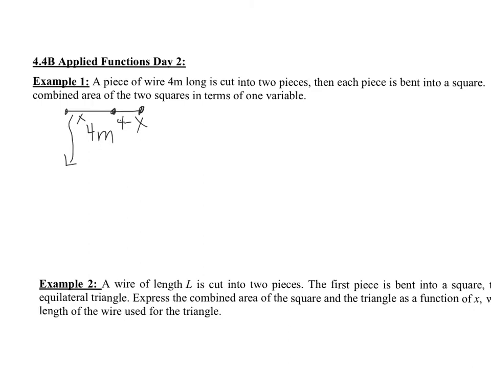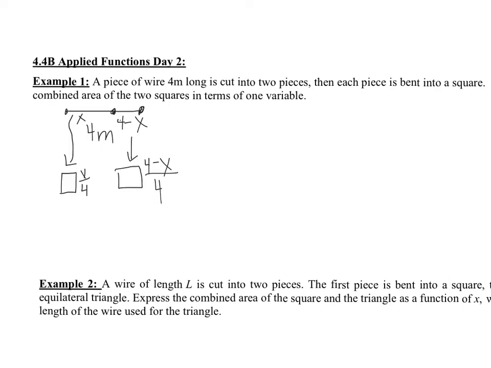So this is being bent into a square, which means the perimeter is x, which means the side is x over 4. This same, this would be 4 minus x divided by 4. And then each piece is bent, or combined area of the two squares. So now we want area of both of the figures added together.